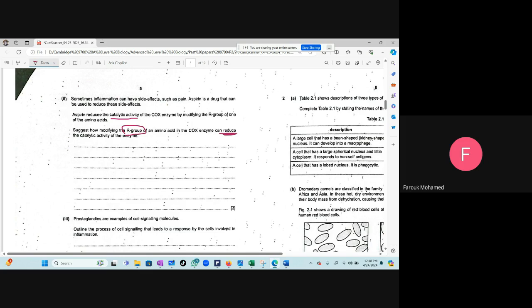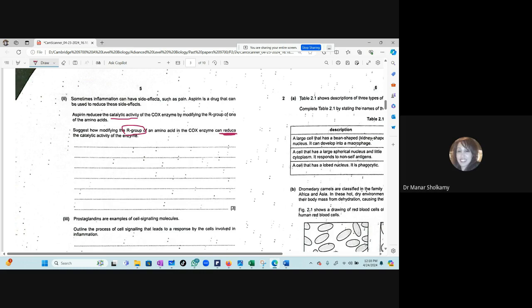Okay. Because the amino acid is no longer complementary to the active site of the enzyme to form an enzyme substrate complex. Exactly. Very good. Okay. Now, something else. I want you to add more information. When you change the R group of the amino acid, what are you changing? The shape. Excuse me? What did you say? The shape. The shape of what? The amino acid. Yes, you are right.